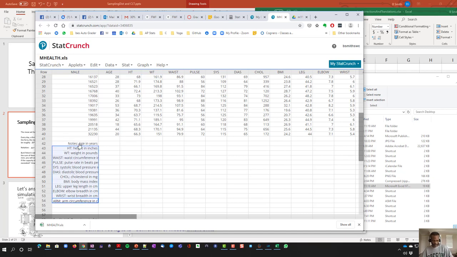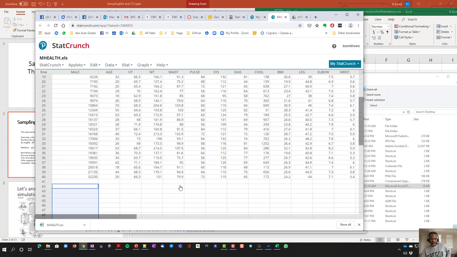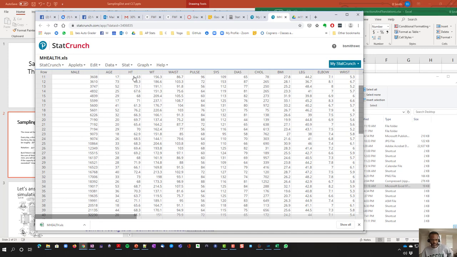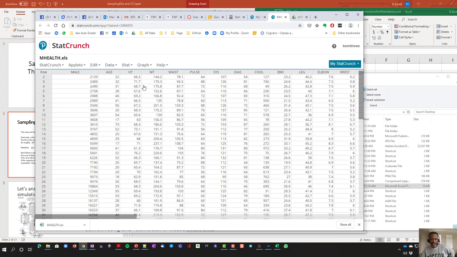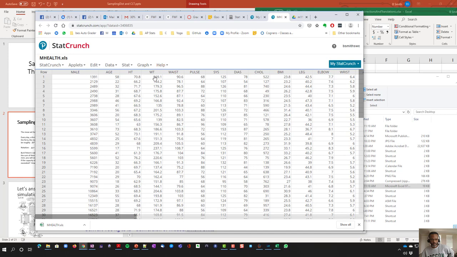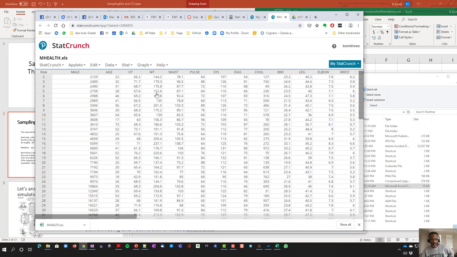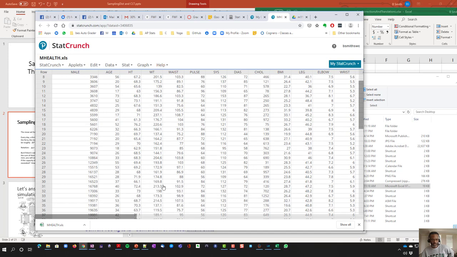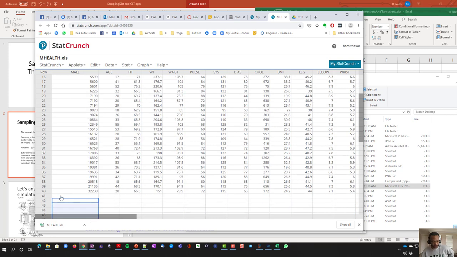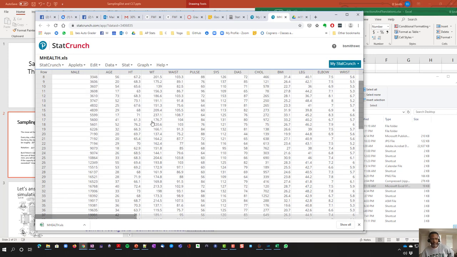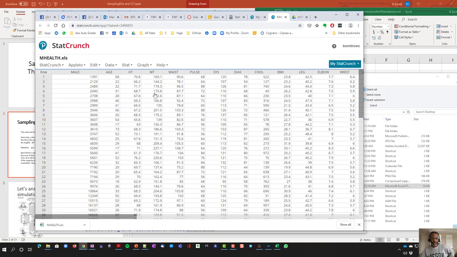So I don't need this. In fact, it may corrupt some of my calculations. So I'm going to go ahead and get rid of that. And let's just, again, focus on weight. So what is the average weight? And how many men are there here? It looks like there are 40. So I'm going to use StatCrunch to help us look at these numbers.